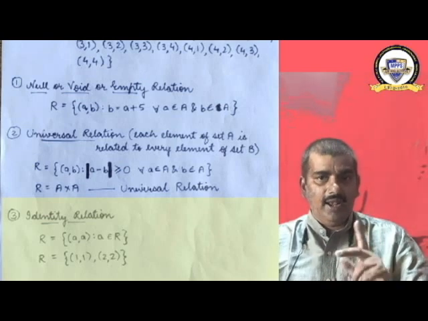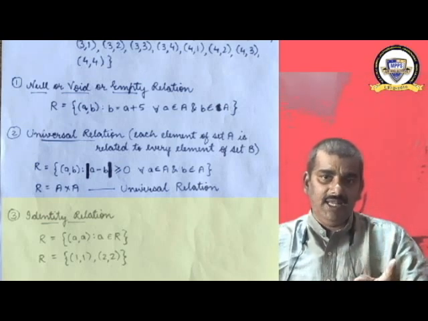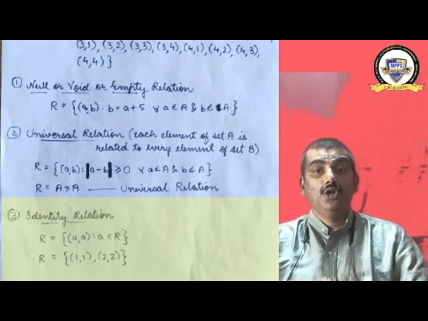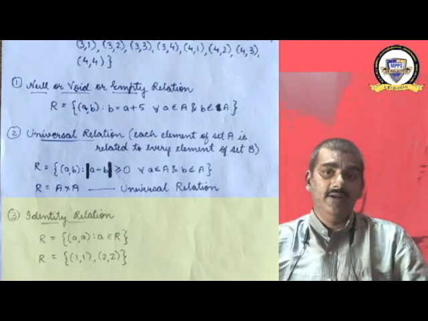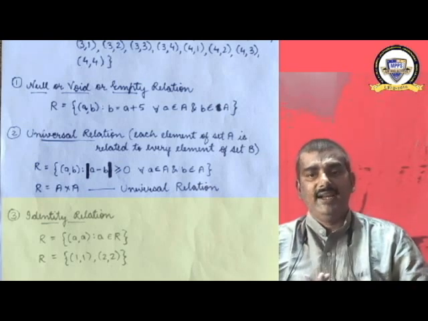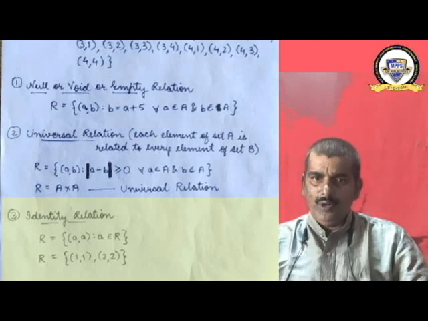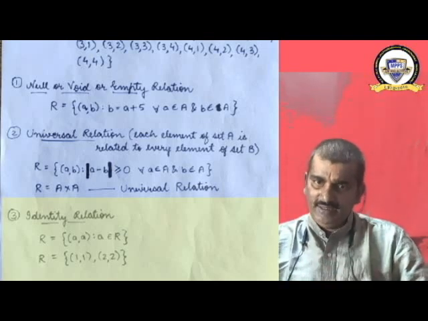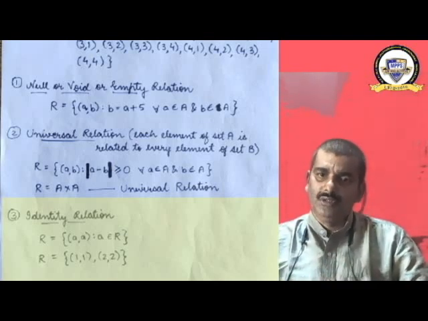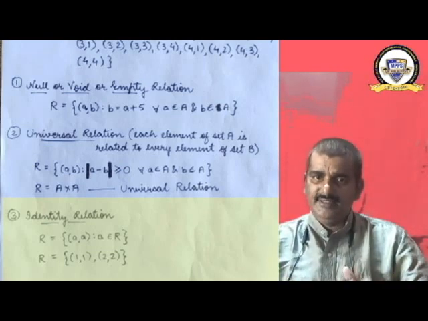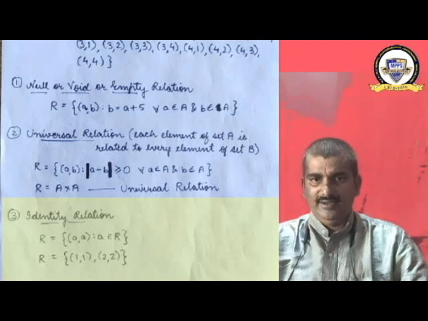For A and A, both pre-image and image should be equal. Such a type of relation is called an identity relation. So 1,1, 2,2 is an identity relation. 1,1, 2,2, 3,3 is another identity relation. 1,1, 2,2, 3,3, 4,4 is another identity relation. So this is called an identity relation.